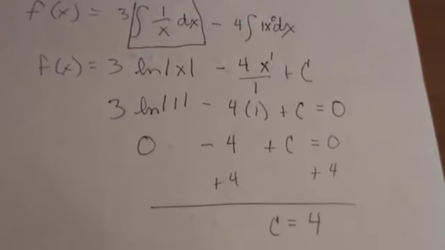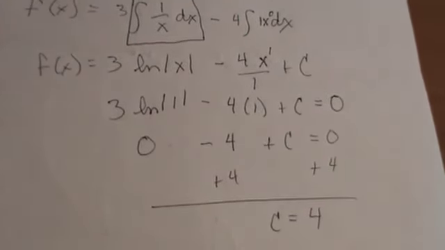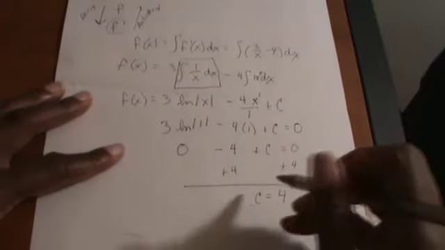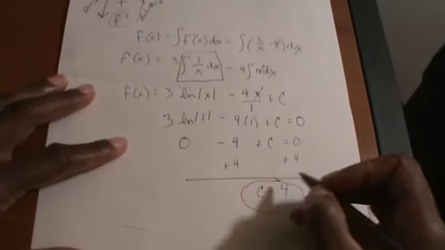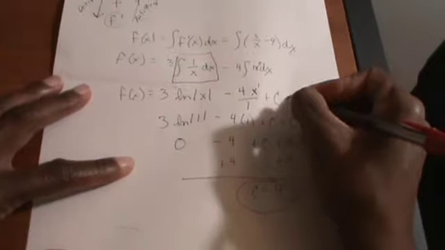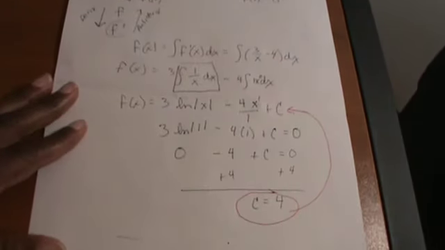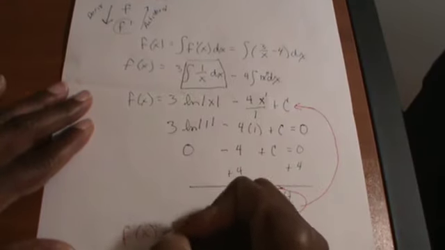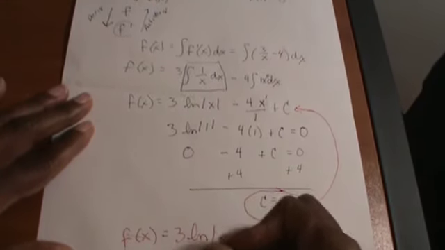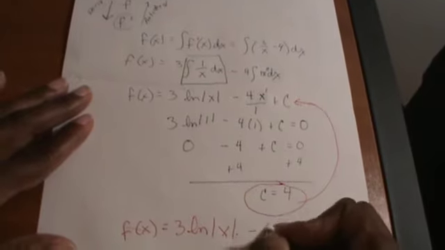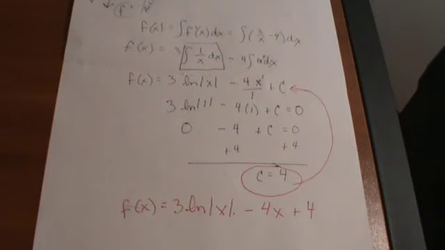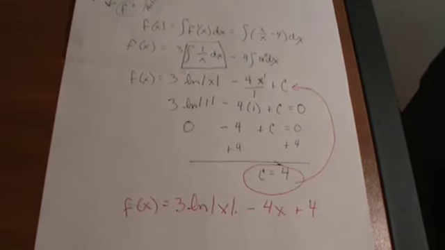Right? So now we don't have an infinite number of possibilities. We only have one function that works. Let me show you this. I'm going to widen it so that you can see the work. I want to take this C value and I'm going to plug it right back in here so that I can have only one function. And that is f of x equals 3 natural log absolute value of x minus 4x plus 4. One function that is appropriate for this initial condition.